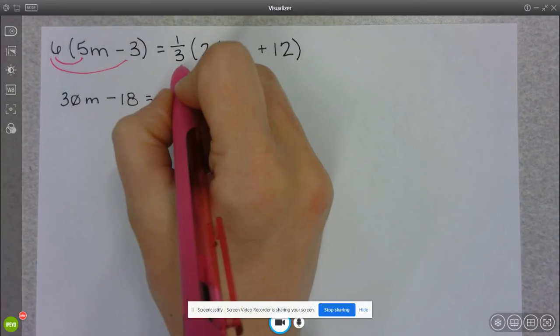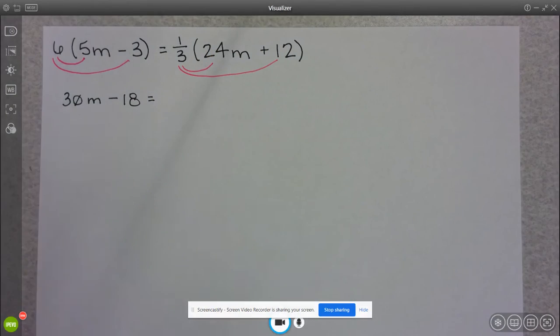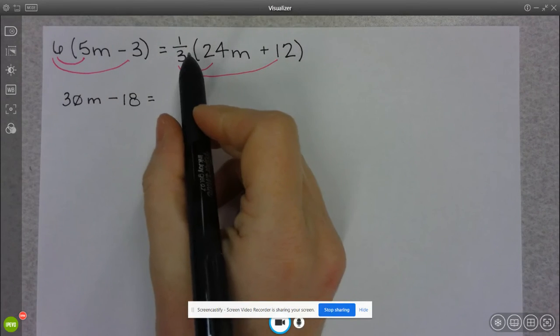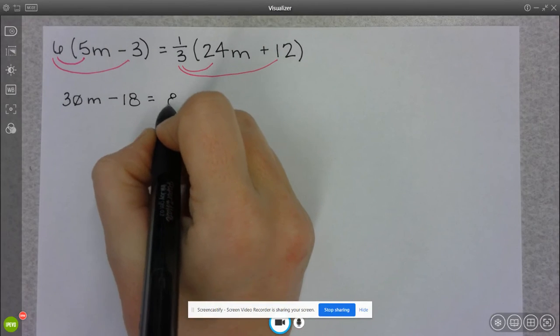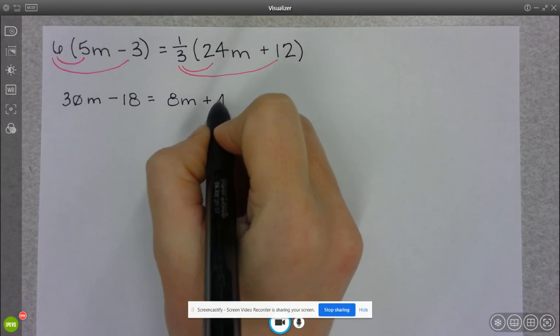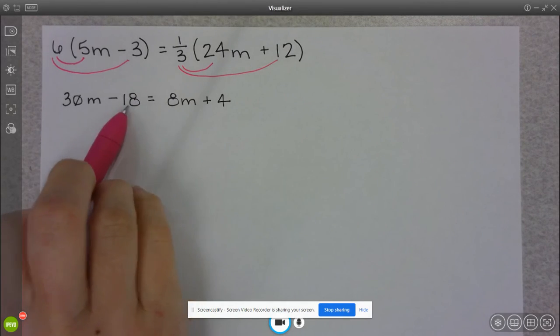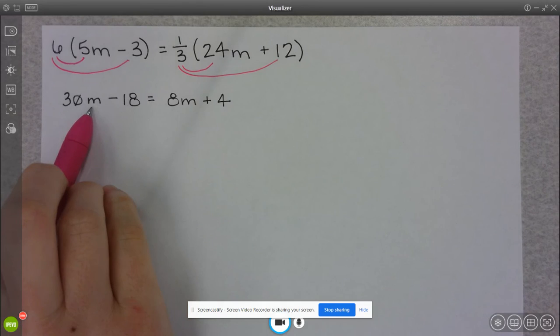Now I need to distribute. I'm multiplying by 1/3, which is the same as dividing by 3. So 24 divided by 3 is 8. 12 divided by 3 is 4. So now I have variables on both sides and I have constants on both sides. Constants are a number that does not have a variable attached to it.